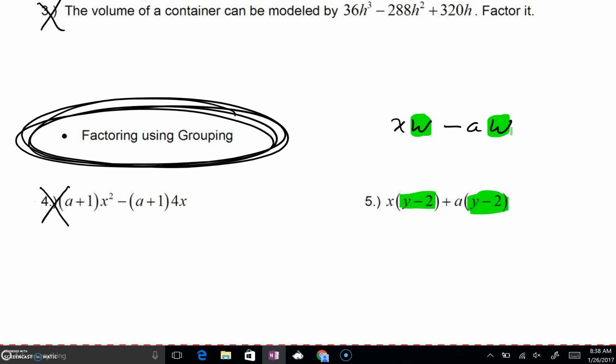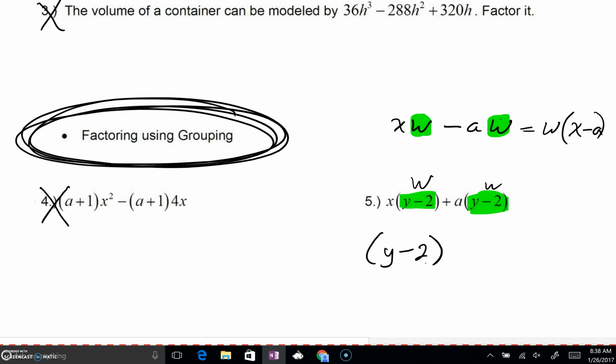Now, if I gave you xw minus aw, would there be a common factor that we could pull out? What do you think we could pull out? A w. And when I undistribute the w, what would be left? X minus a. Guys, that's what's going to happen right here.